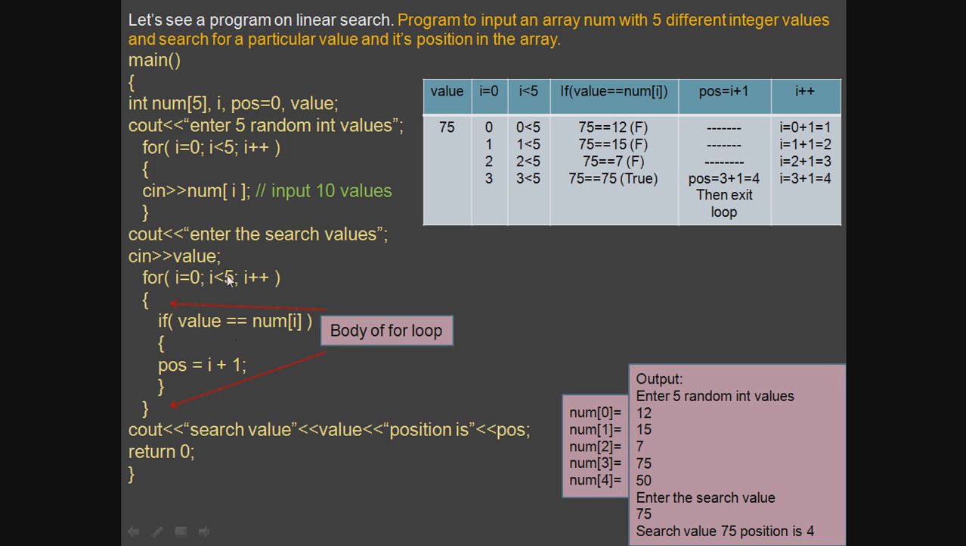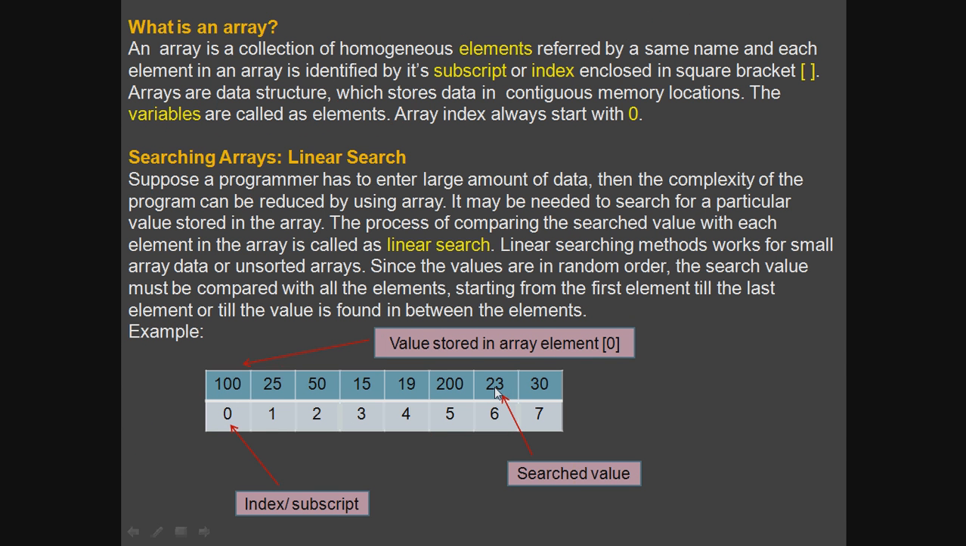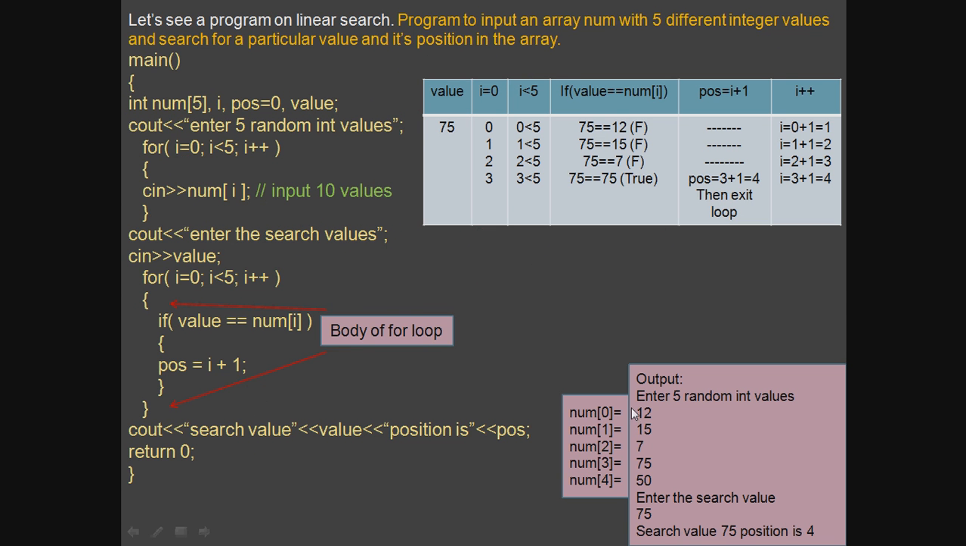Again, you have to compare this value with all of the 5 numbers, that is 12, 15, 7, 75, 50, right? So it has to start from the beginning, just like this one. Similarly here also you have to compare with all the 5 different values. That's why the for loop is necessary, and the loop will be the same, i equals 0, i less than 5. And within the for loop, now there is an if condition.